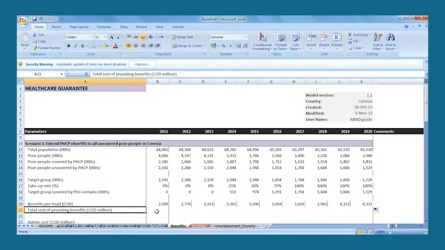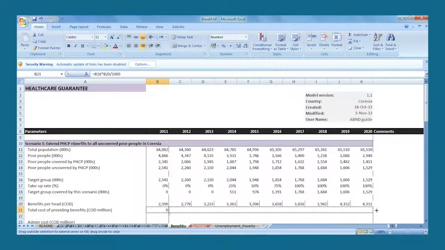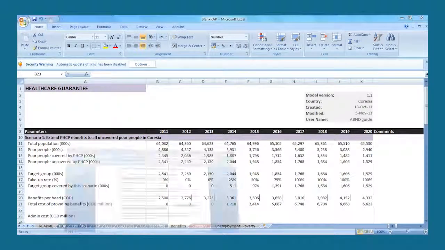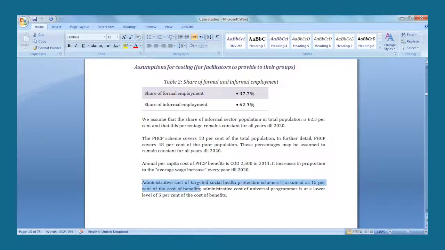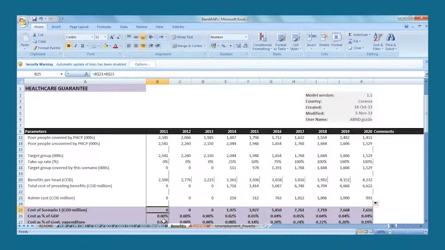The total cost of benefits per year is the target group of the scenario multiplied by the per head benefit cost. It is divided by 1,000, so that we have the cost in million Parisian dines. The case study states the admin cost as 15% for targeted programs. As this scenario is targeted at poor people, we can take 15%. The total cost of implementing the scenario is the addition of the total benefit cost and the total admin cost. It is projected by dragging the cells until 2020.